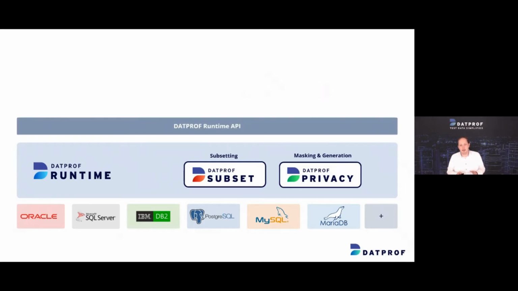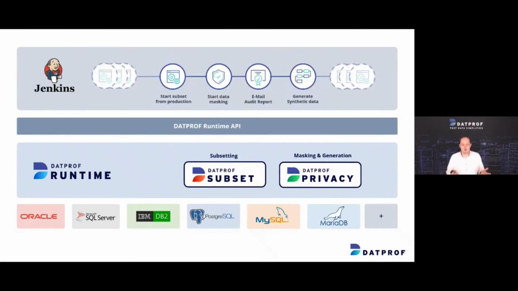With the Runtime API, developers and testers can integrate the execution of test data inside a CI/CD pipeline. And this pipeline can consist of many steps, where you might check out some Git code, build it, test it, but also create a subset, mask the data, email the audit report, and generate, for example, some additional data. In this demonstration, I will show the following capabilities, and we will get back to the slides to do a recap of that demo. So let's go into the demo.